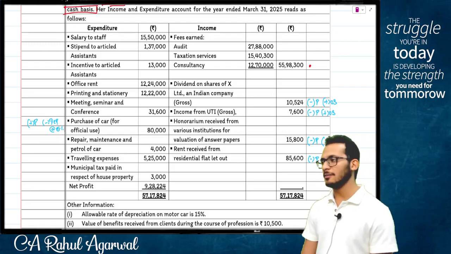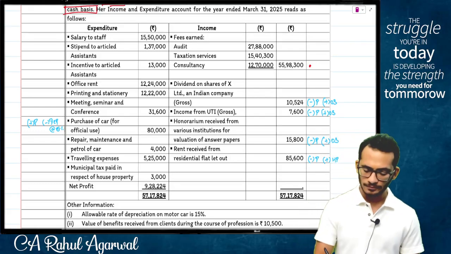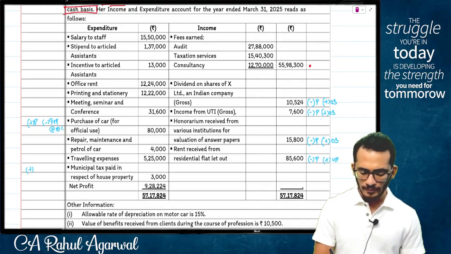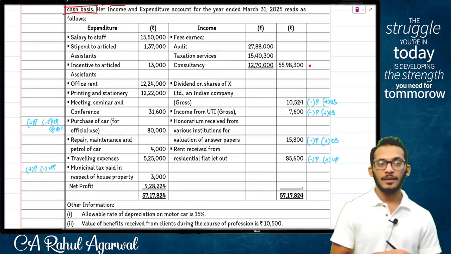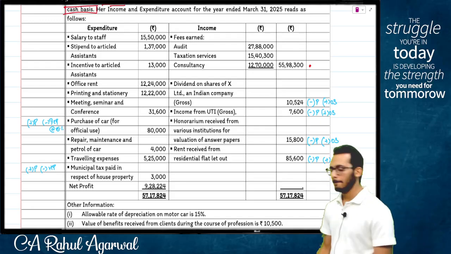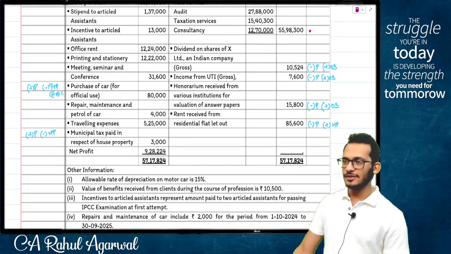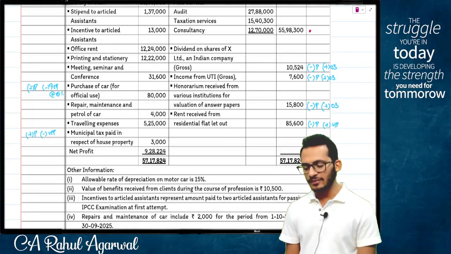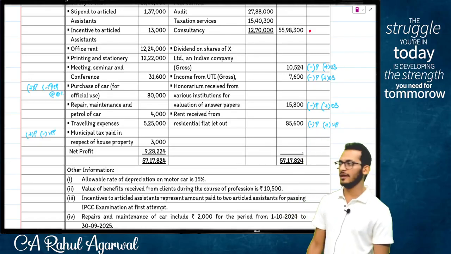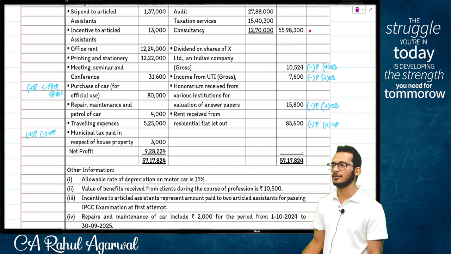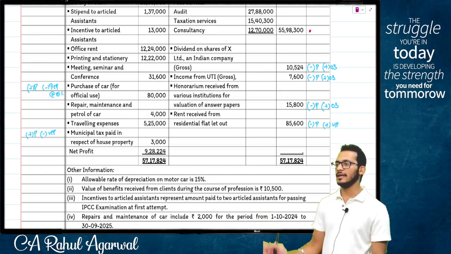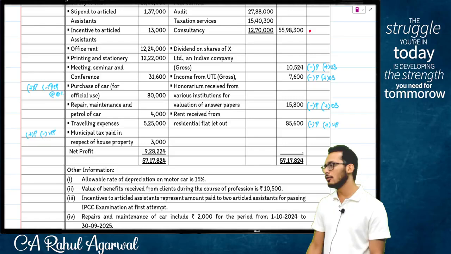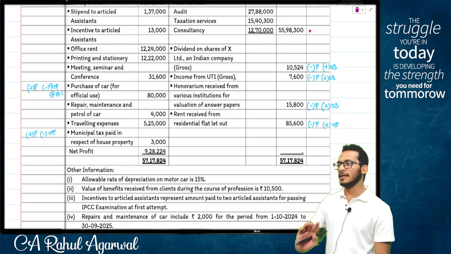Municipal tax paid for house property, add back in PGBP, take it to HP. Correct? Yes. Next, allowable rate of depreciation 15%. Lucky for you. Value of benefits received from the clients during the course of profession is 10,500 rupees. People, when you see a blunt line like this, question number 1, is it part of P&L? No, which means as of now nothing to do in PGBP.